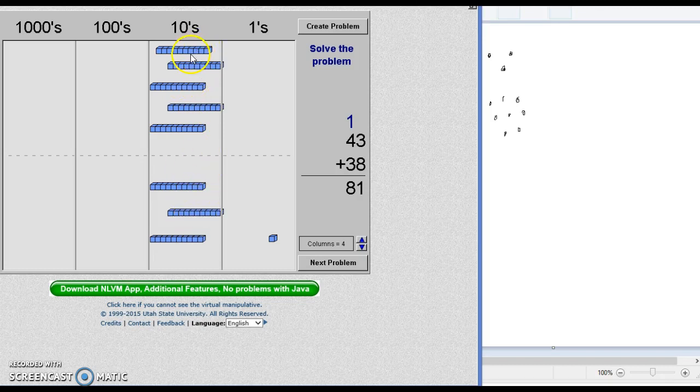So then I need to look at my 10s. I've got 1, 2, 3, 4, 5, 6, 7, 8. So I have 8 10s.